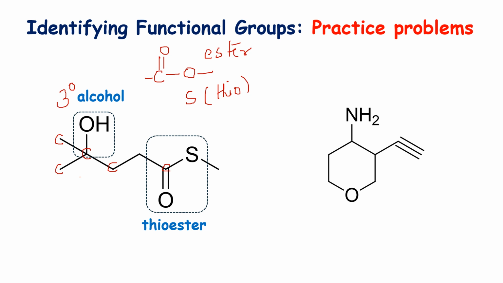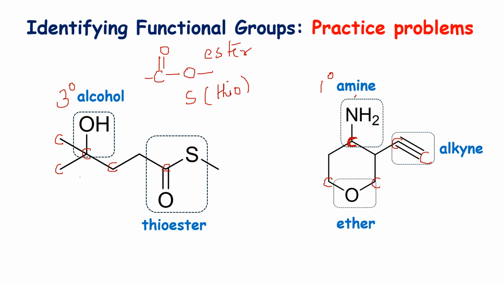In this molecule, there is NH2, so it's an amine. But the nitrogen of the amine is directly attached to 1 carbon. The immediate neighbor is 1 carbon, so it is an example of a primary amine. We have a carbon-carbon triple bond, that makes it an alkyne. We have oxygen that is single bonded to carbon on both sides, and it's an ether.